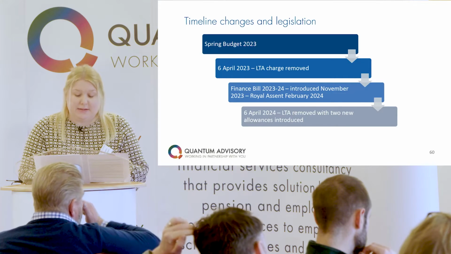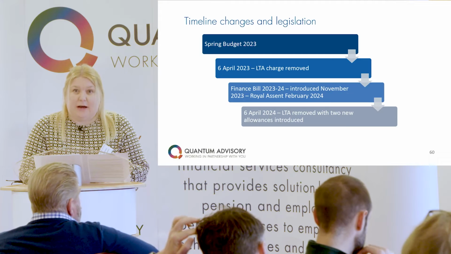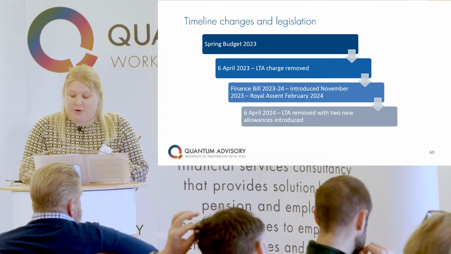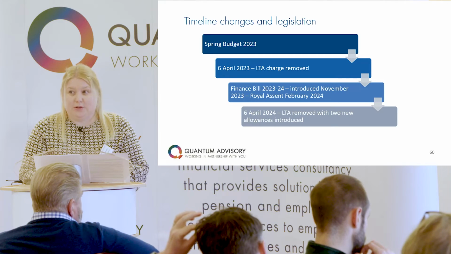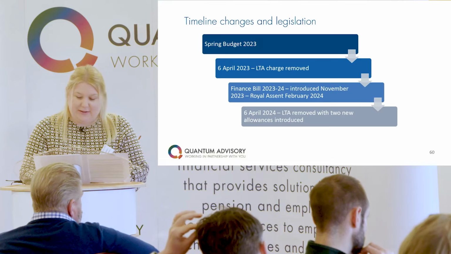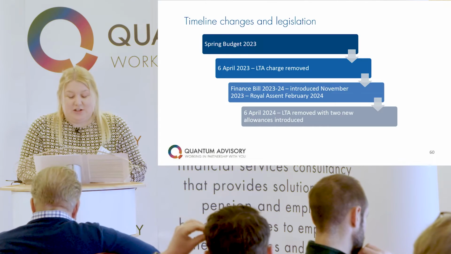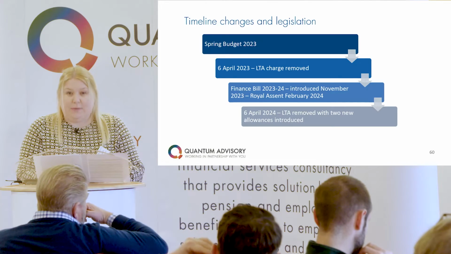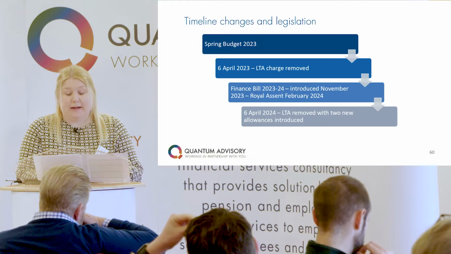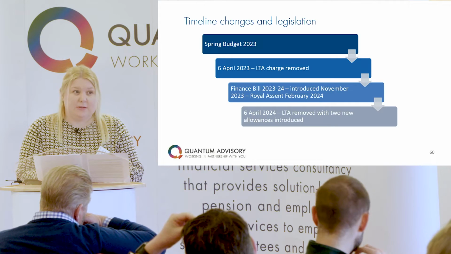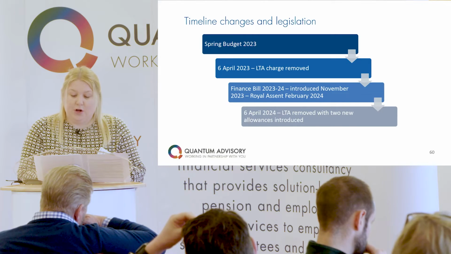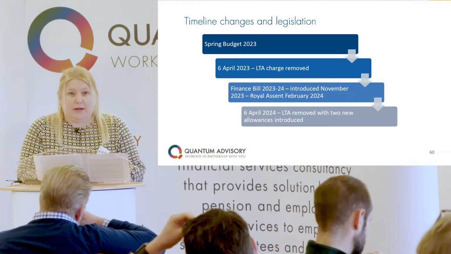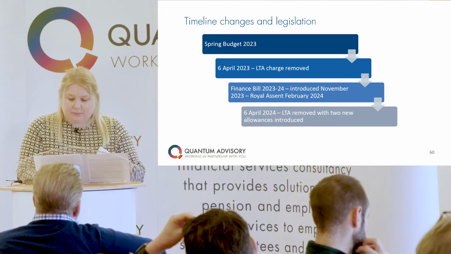And then next month, 6th of April, the lifetime allowance framework is being completely removed. And this date, 6th of April 2024, is now being known as L Day. The legislation to remove the lifetime allowance from pensions tax law was published back in November as part of the Finance Bill 2023-24, which received royal assent last week on the 22nd of February.